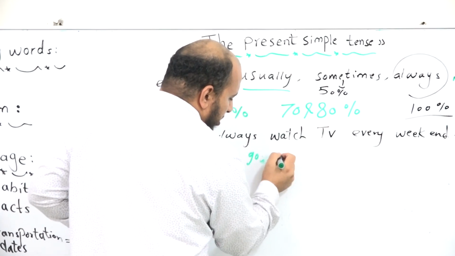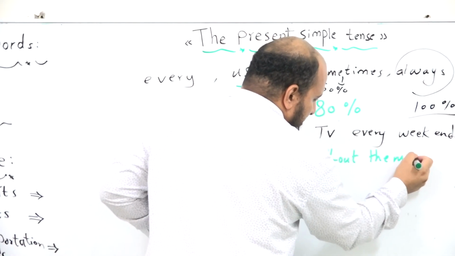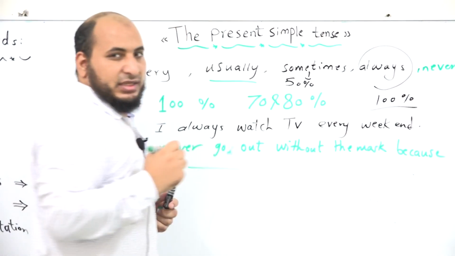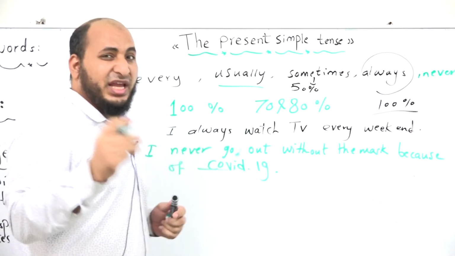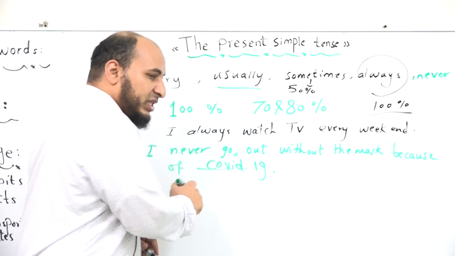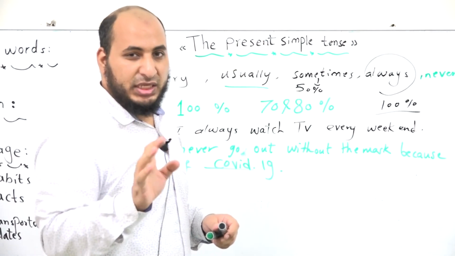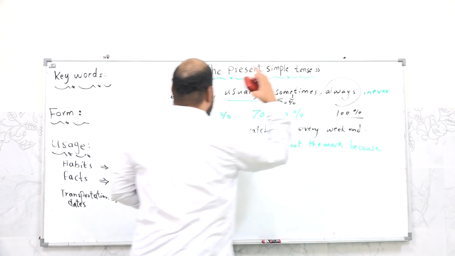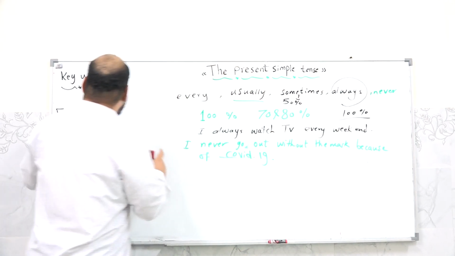go out without the mask because of COVID-19. Do you know COVID-19? COVID-19 virus. Okay, guys? I never go out without the mask because of COVID-19. Why? Because COVID-19 is very, very dangerous. Okay? We ask God for well-being. Okay, guys. So never, every, usually, sometimes, always. These are the key words.